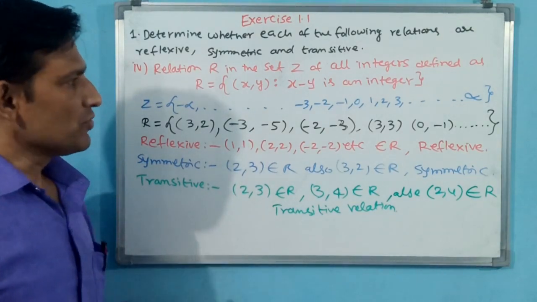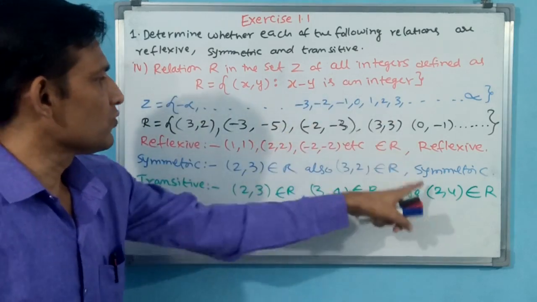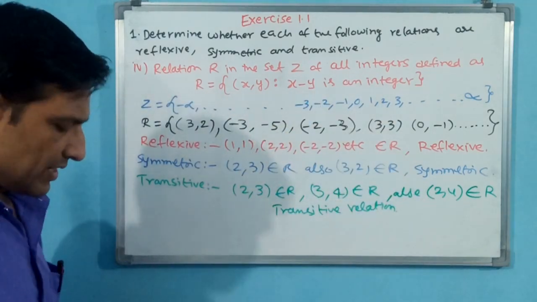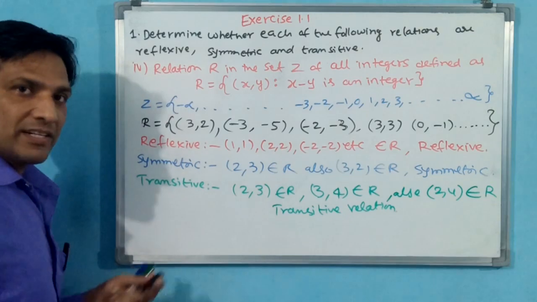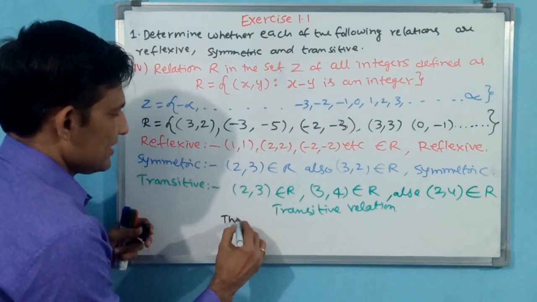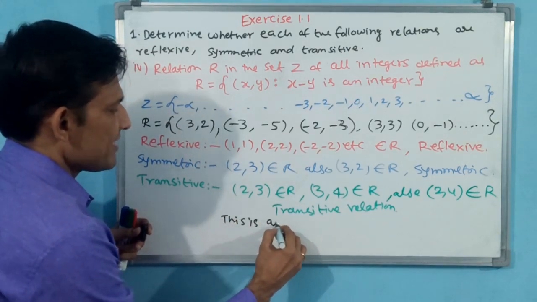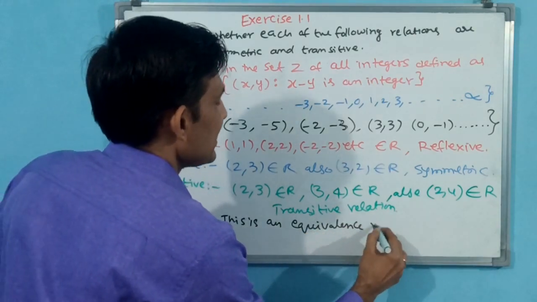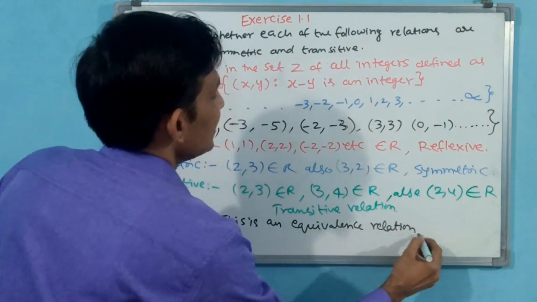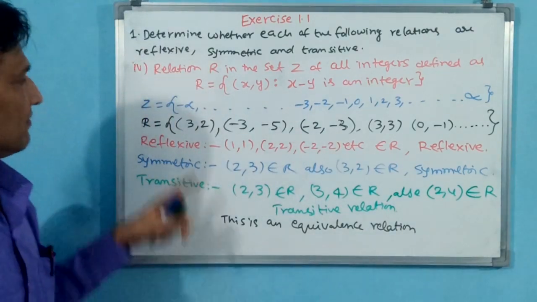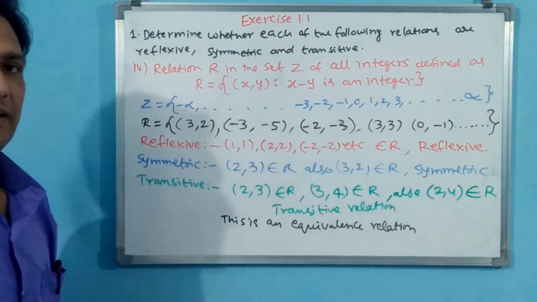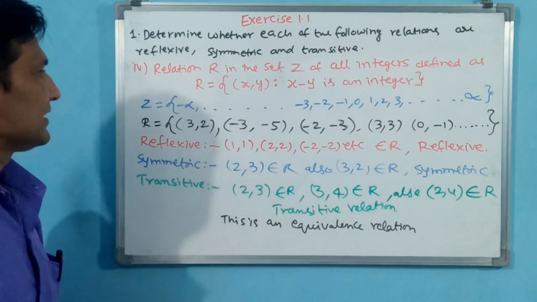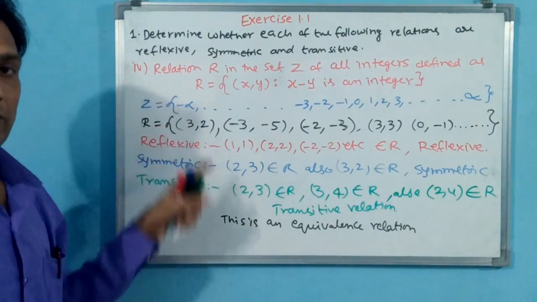Now you see this relation is reflexive, symmetric and transitive, all the three. Then what is this relation going to be called? You write this is an equivalence relation. This also you add finally. Why? Because all the three are existing. That means this is an equivalence relation. This is the fourth part of your question.